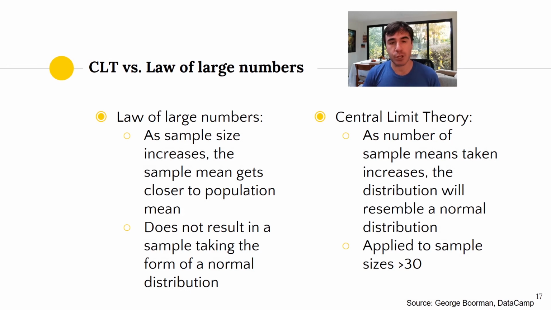Now, what is the difference between the central limit theorem and the law of large numbers? Because they're kind of similar, but they are different. The law of large numbers says that as the sample size increases, the sample mean gets closer to the population mean. And that has nothing to do with the shape of the normal distribution. So, if I rolled a die 300 times, the average would probably be very close to the population average, which is 10.5.